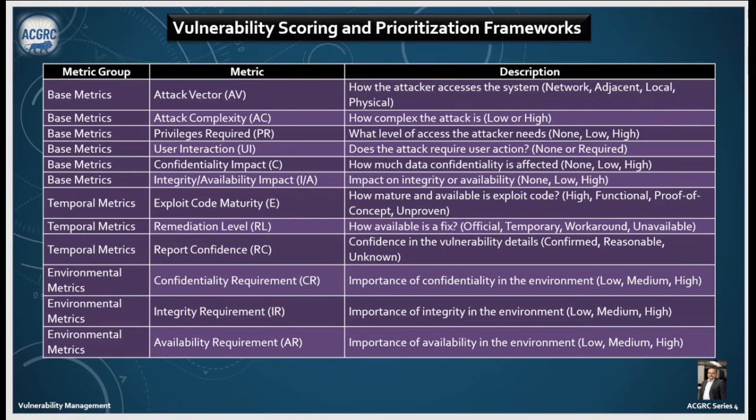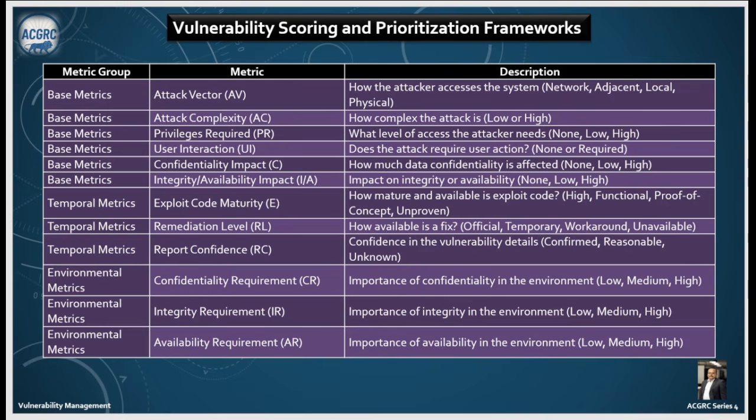The second metric group is temporal metrics, which include exploit code maturity. That is how mature and available is the exploit code: high, functional, proof of concept, or unproven. The second temporal metric is remediation level. How available is a fix? Officially it's available, temporary or a workaround, or currently it's not available. That's your zero day, where most of the time you might not have it, also on near zero day.